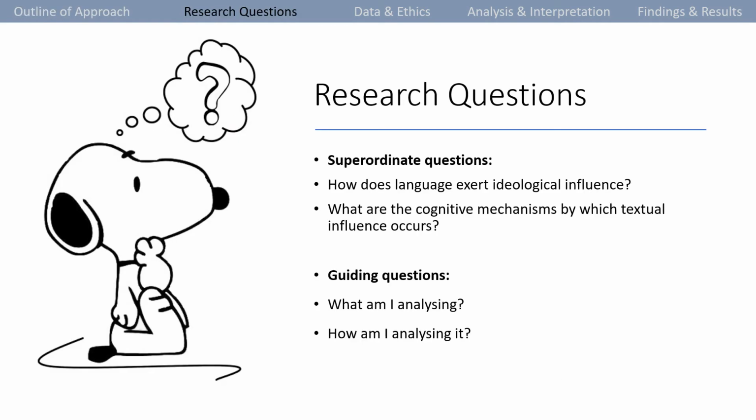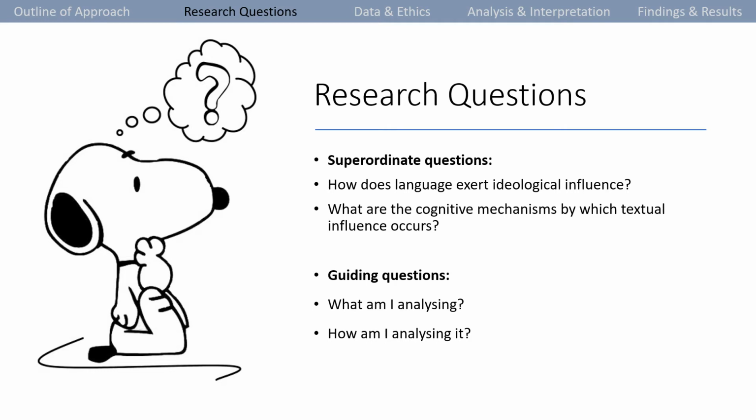In CDA, cognitive linguistics provides a kind of explanatory framework where the questions it answers are typically of the how and what kind. For example, at a superordinate level, cognitive linguistics CDA helps to address questions such as how does language exert ideological influence, or what are the cognitive mechanisms by which textual influence occurs. Any project in cognitive linguistics CDA will contribute something to the general picture being built in response to these questions.